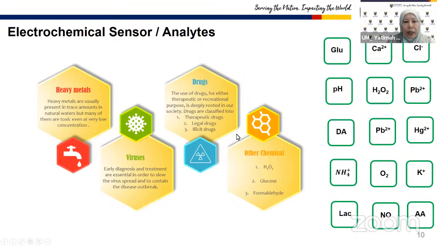These are quite common that we are actually targeting. For example, the common one is dopamine. So we are also doing some drugs, for example, paper-based as well as the electroactive materials. But other than that, other common chemicals like peroxide, glucose, formaldehyde. This is quite common, because we are targeting specific chemicals.